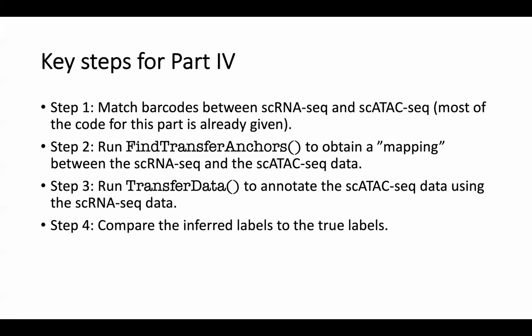And then the final step, only for graduate students, you're going to see how well this label transferring method did, because you've matched barcodes in step 1, and you technically know the true cell types from single cell RNA-seq. You can use that as the ground truth to measure how well this label transferring method did. And so that's the 4 key steps that you're going to do in part 4.